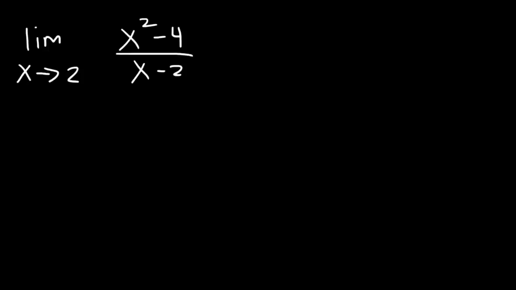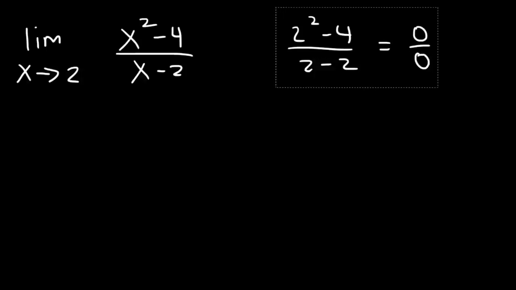Well, one way is to use direct substitution. If we plug in 2, notice what will happen. 2 squared is 4. 4 minus 4 is 0. So 0 over 0 is undefined, which we don't know what value that represents.